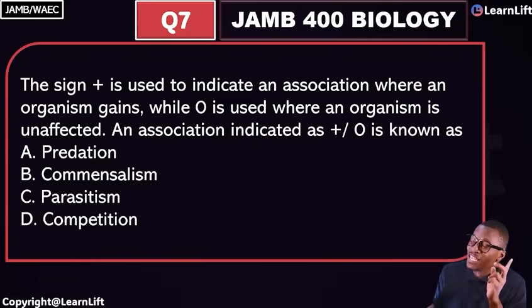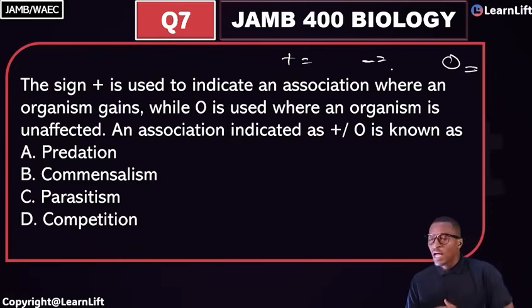Now take note that there are 3 relationships. We have plus, which is benefits. We have negative, which is harm. We have 0, which is for neutral. You need to know this relationship. I'm going to give you the summary. There are just 6. Now, let's look at all of them.